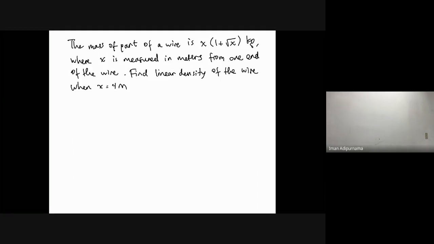So the mass of part of a wire is some function, in kilograms. So it's mass, in kilograms, and x is measured in meters from one end of the wire. Find the linear density of the wire when x is 4 meters.